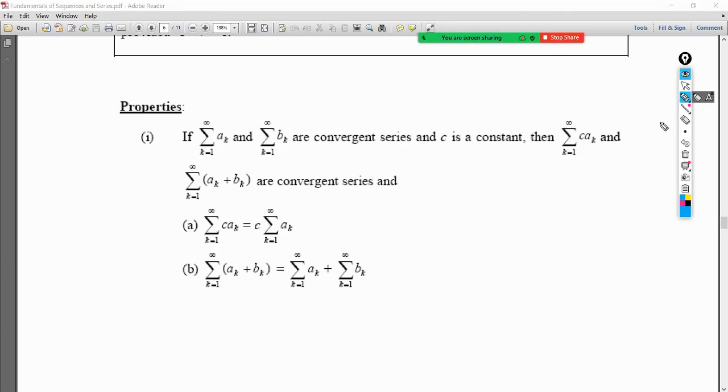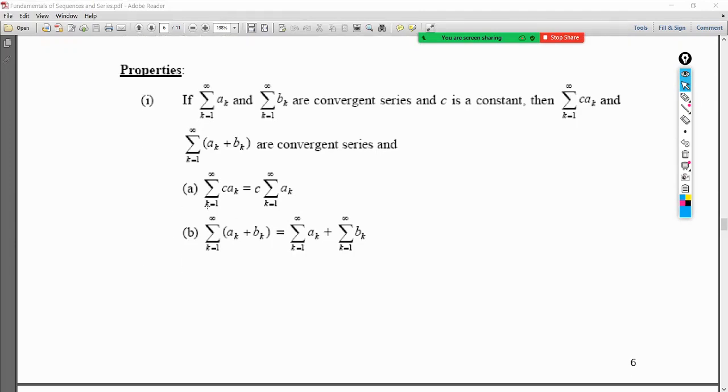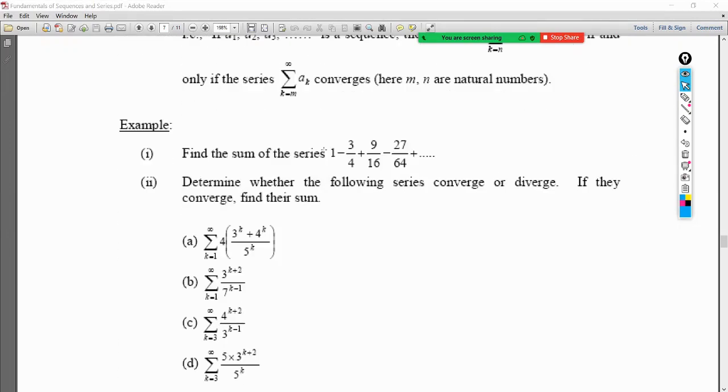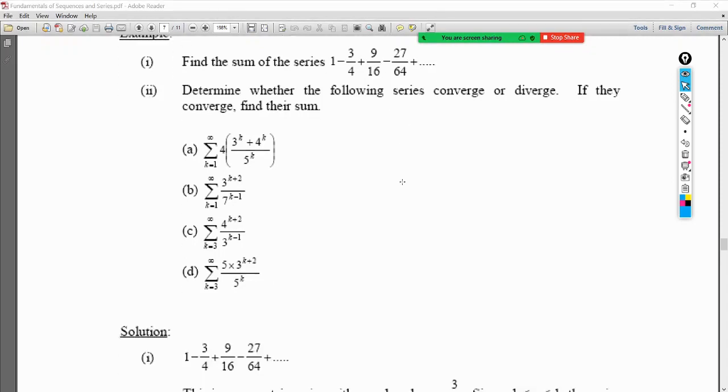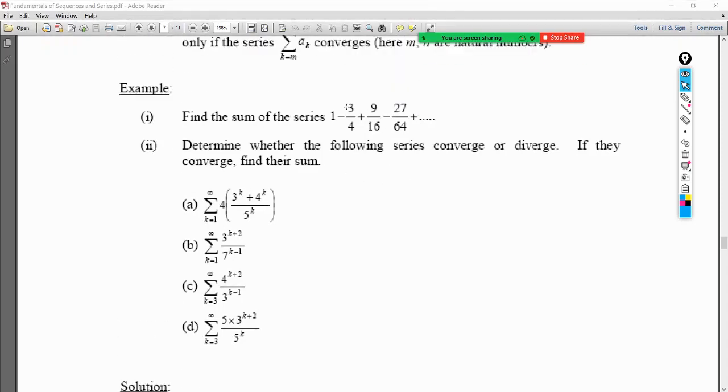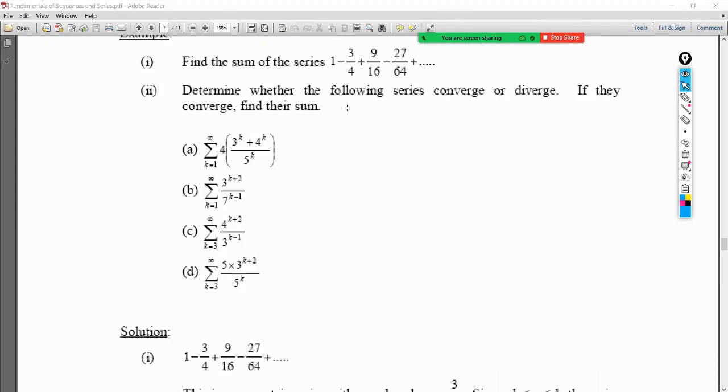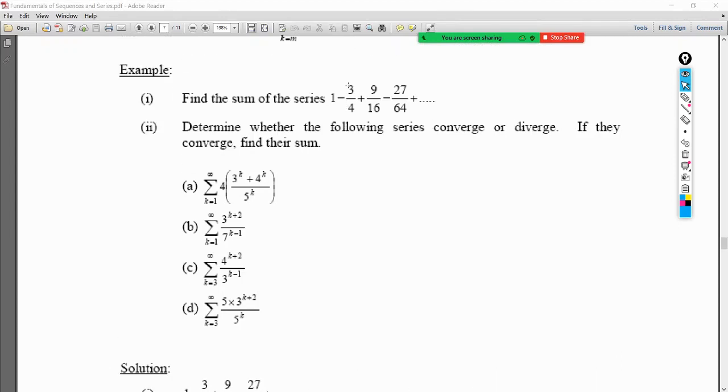So now let's do a few exercises which involve these kinds of things. Let's take an example. First one. Find the sum of the series 1 minus 3 by 4 plus 9 by 16 minus 27 by 64.